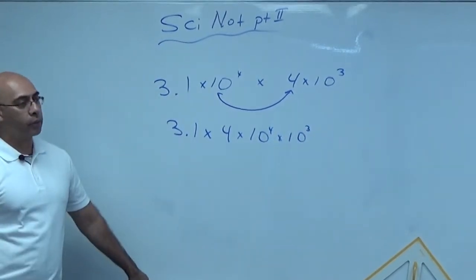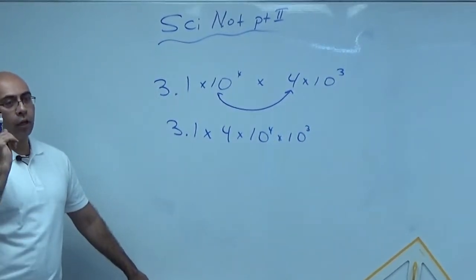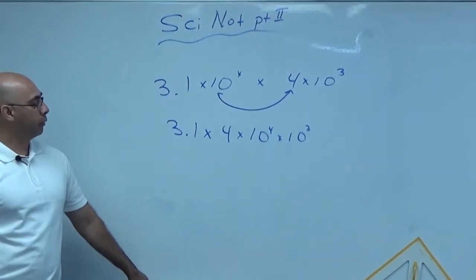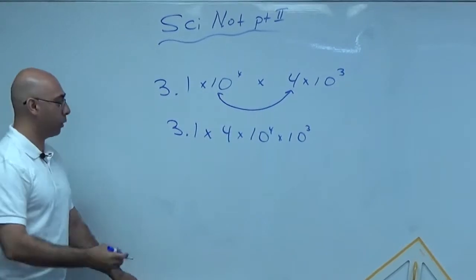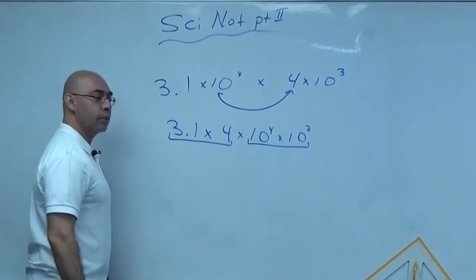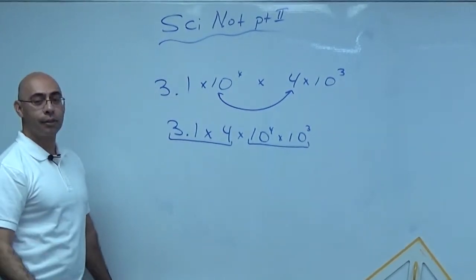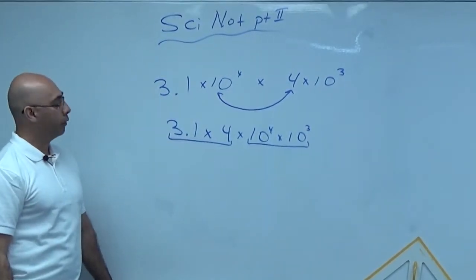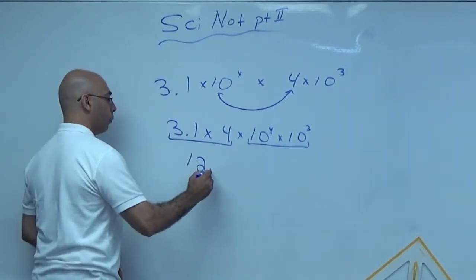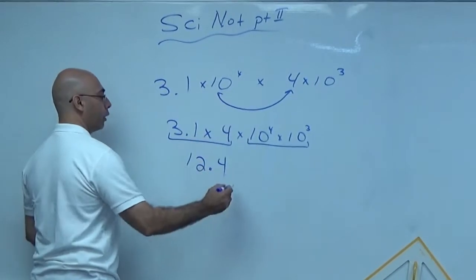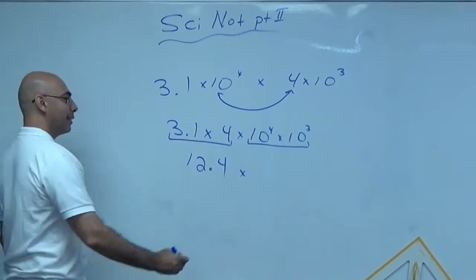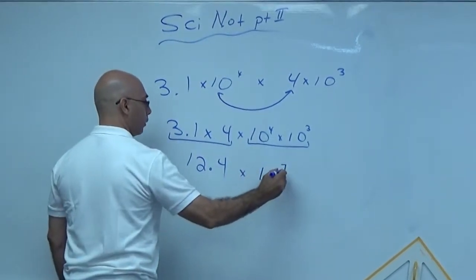If you don't remember that property, that's called the commutative property. You can commute them or move them. Now using the associative property, I'm going to group these two together and these two together, because it doesn't matter which ones you associate, you'll still get the same answer when you multiply them. What's 3.1 times 4? That's 12.4. What's 10 to the 4th times 10 to the 3rd? 10 to the 7th. Good job.